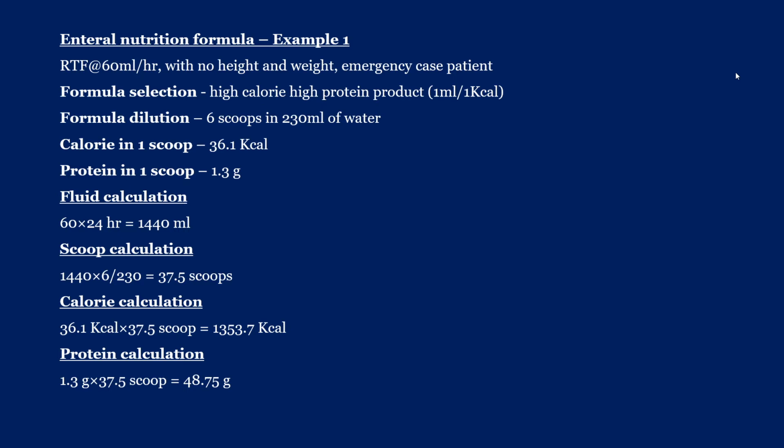Now calculate the fluid for 24 hours. Then calculate the fluid with the dilution factor, which gives the scoop value. Now calculate calorie per scoop into total number of scoops, which gives total calorie per day. In the same way, calculate protein per scoop into total number of scoops, which gives total protein to be fed.